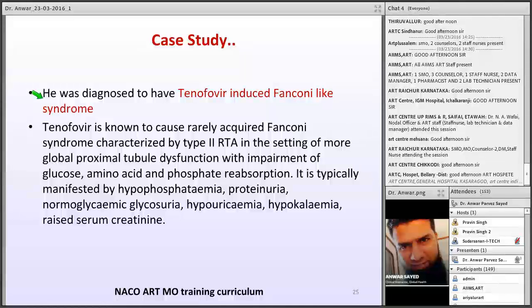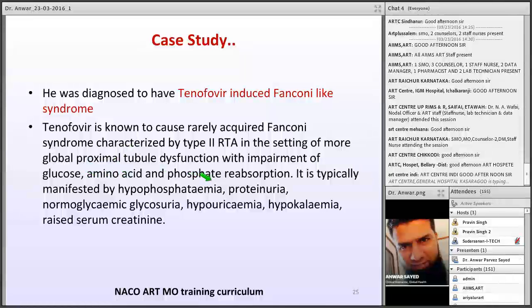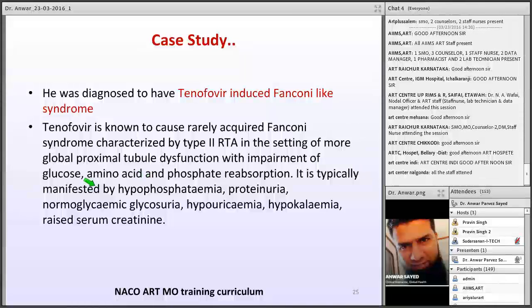So in this case, tenofovir is known to cause rarely Fanconi syndrome, characterized by type 2 renal tubular acidosis in setting of more global proximal tubule dysfunction with impairment of glucose, amino acids, and phosphate reabsorption. So it is typically manifested by hypophosphatemia, proteinuria, normoglycemic glycosuria, hypouricemia, hypokalemia, and raised serum creatinine. So we need to go beyond serum creatinine and look for the other investigations and get it done to label anything as a tenofovir toxicity.